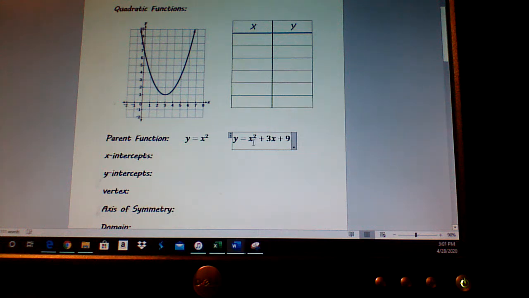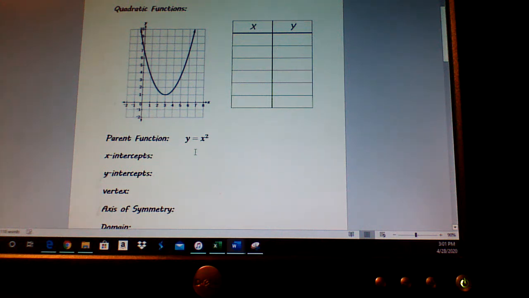Key piece is that you must have a squared term, and you cannot have any exponents higher than 2. If you get into the 3s, 4s, 5s, you're getting into other functions, not a quadratic. We stay with just the 2s in the quadratics. Alright, so that's our parent function there.